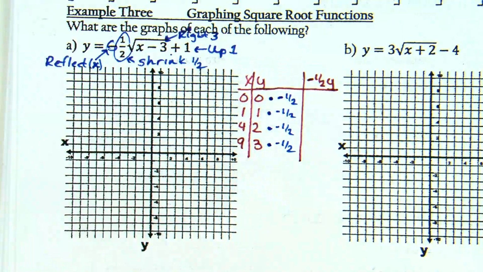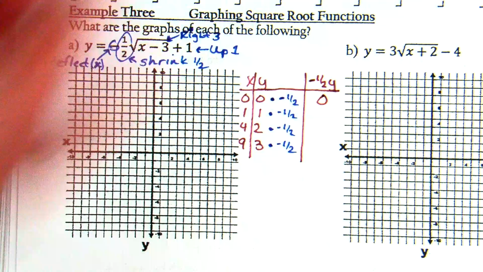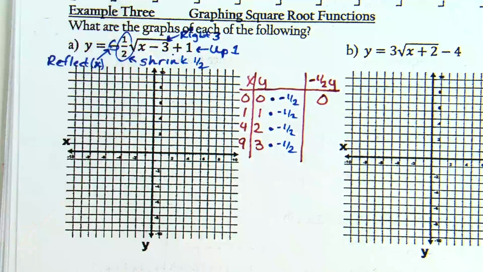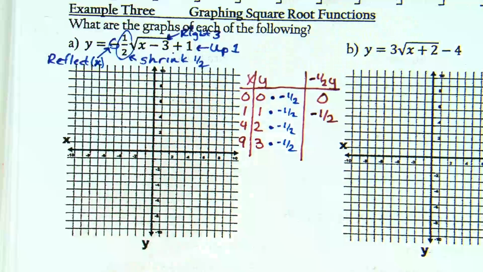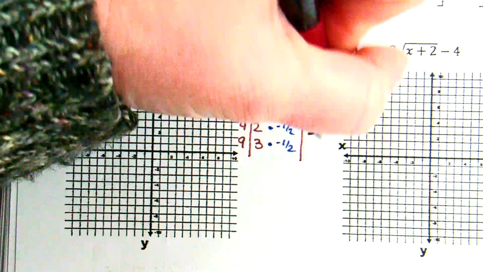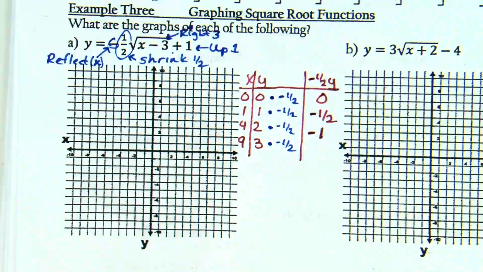What is 0 times negative 1/2? 0 times anything is still 0. What is 1 times negative 1/2? Negative 1/2, when you multiply by 1, it just stays what it is. What is 2 times negative 1/2? Negative 1. What is 3 times negative 1/2? Okay, negative 1.5. You could say negative 3/2, but in terms of graphing, it might be easier to think negative 1.5.